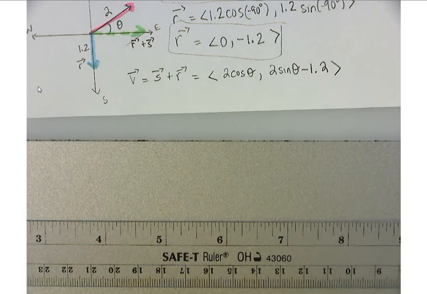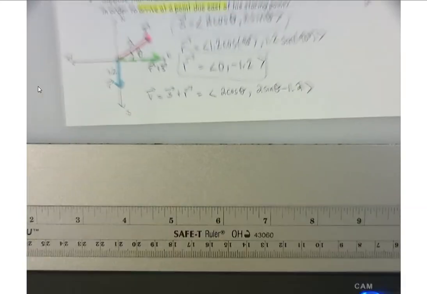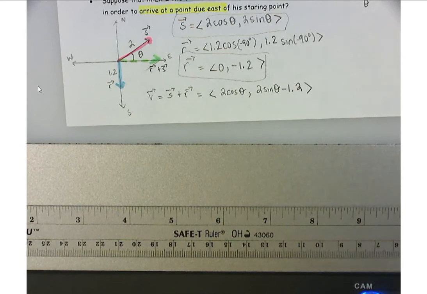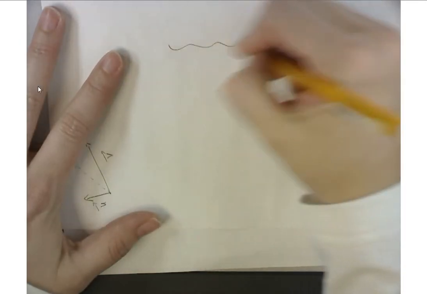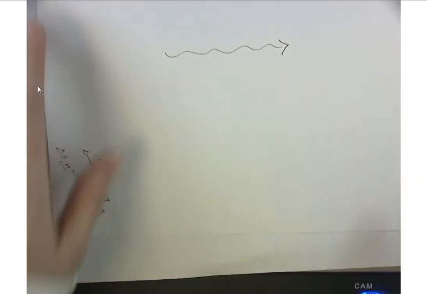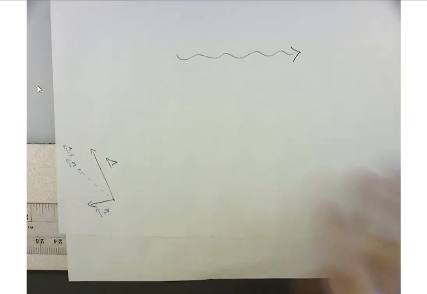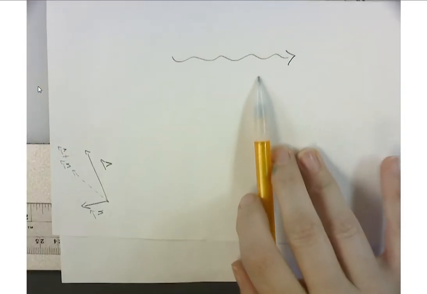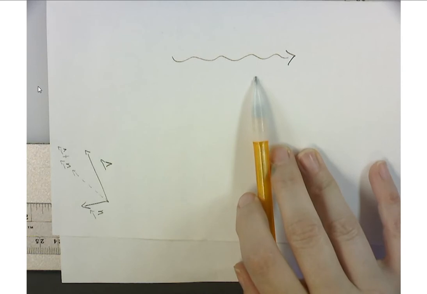Okay, now here's where we have to use some logic. So you're swimming along, going east. This is you, this arrow. And I want you to tell me what could knock you off course. Think in terms of the current. What type of current would throw you off from going east?